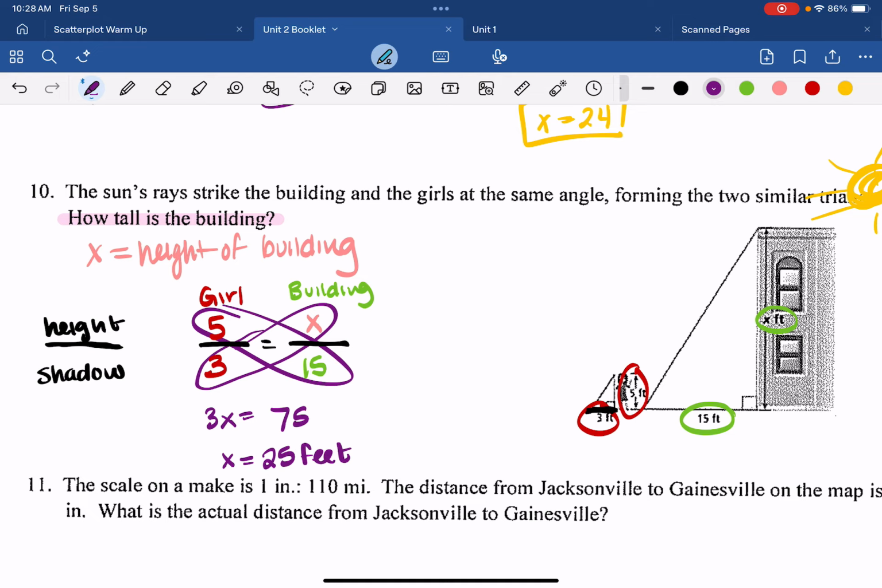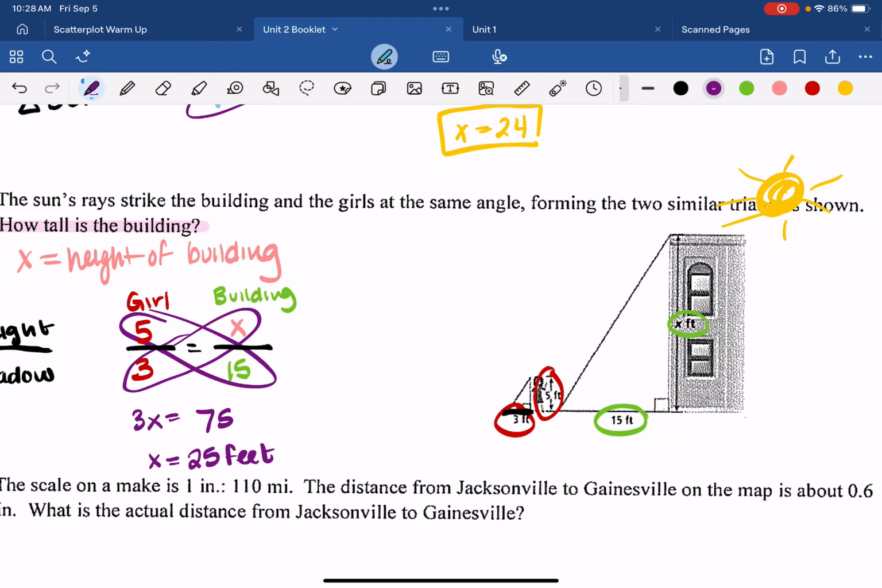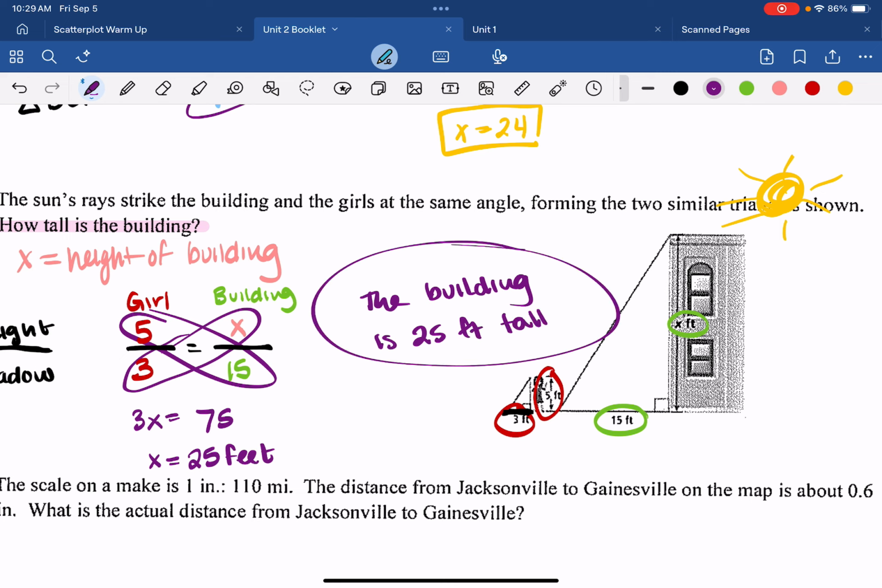Now, with these ones, I would like us to use a sentence because there's multiple heights and shadows and things going on. So tell me what this 25 feet is measuring. So we would say the building is 25 feet tall. Okay? That would be my sentence.